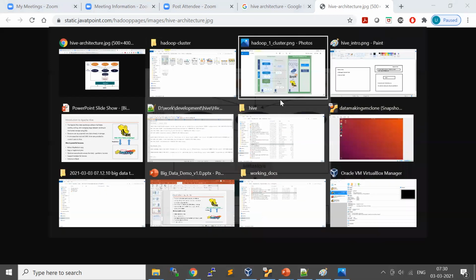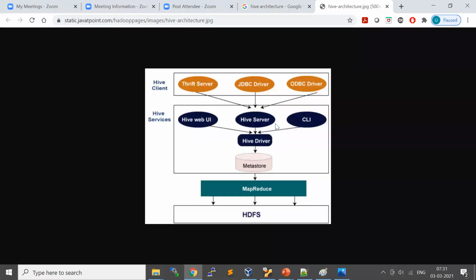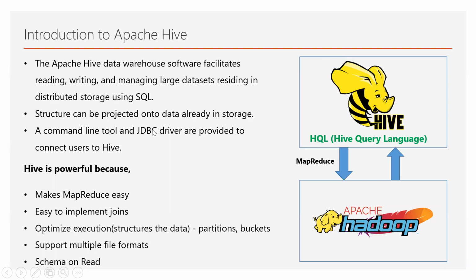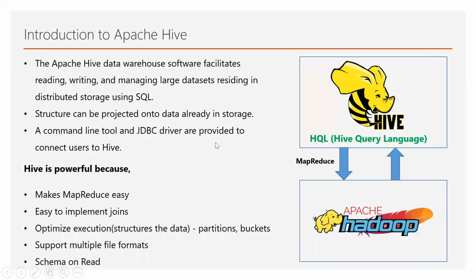Okay, so the command line tool, which is CLI, command line interface, and the JDBC driver provided by Hive, there will be a set of jars. Using that, you can connect to the Hive tables. Hive is powerful because it makes MapReduce easy, right?